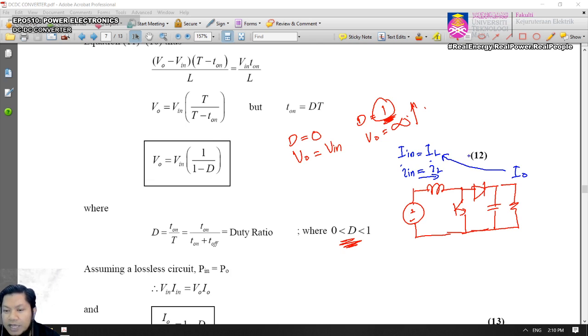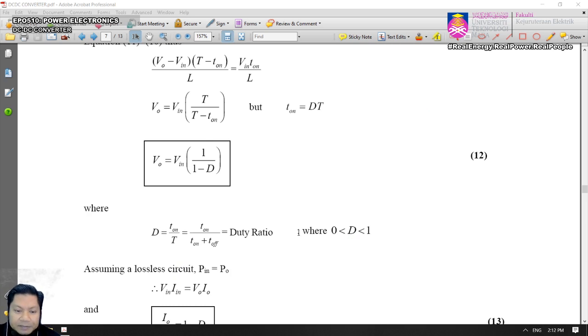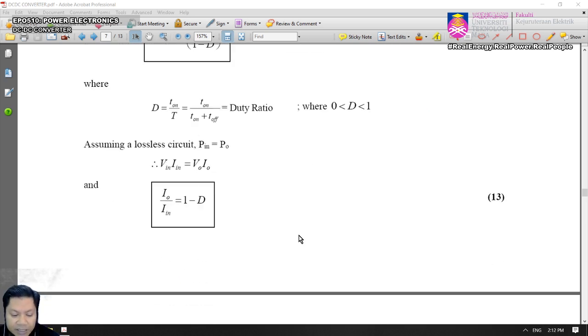So we need to establish a few equations so that we can relate I naught and IL. Therefore, there will be an auxiliary, additional equation. For the boost converter, we assume a lossless circuit, P in equals P out. This is the average value: V in times I in equals V out times I out. So I in and I out here are the average values.